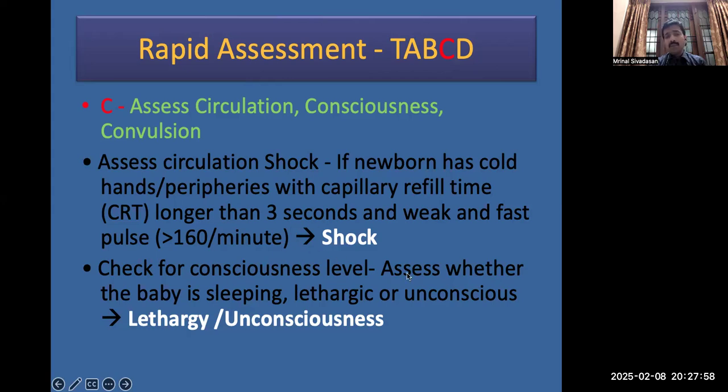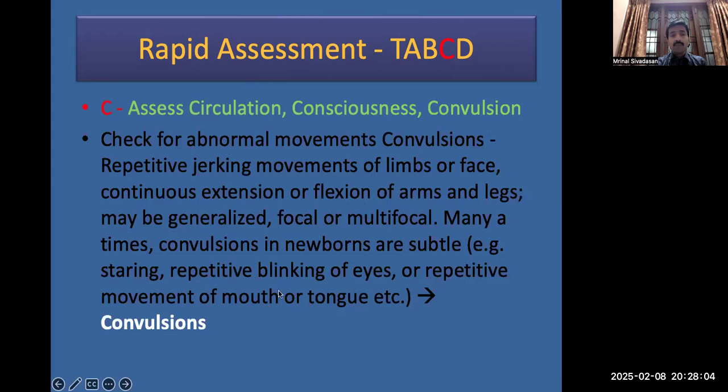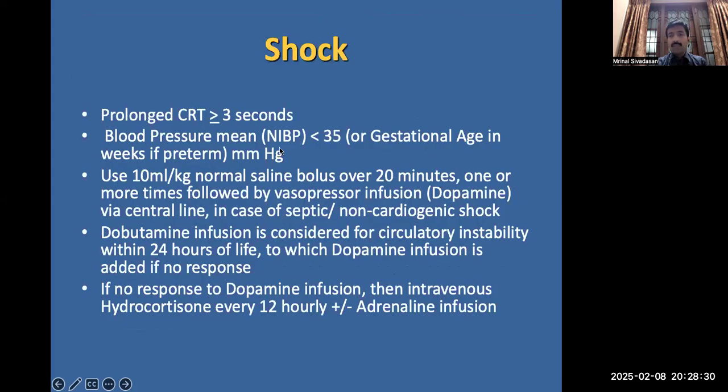And regarding consciousness, if the baby is sleeping, lethargic, unconscious and not responding to any stimulus, it may be lethargy or unconsciousness. And regarding convulsion, there is repetitive jerky movement of limb, face, continuous extension, flexion of arms and legs, and it may be generalized, focal or multifocal. But 50% of the time, newborns have a subtle seizure where the newborn just stares, and there may be staring and repetitive blinking of eyes or repetitive movement of tongue or mouth. And that may be a convulsion.